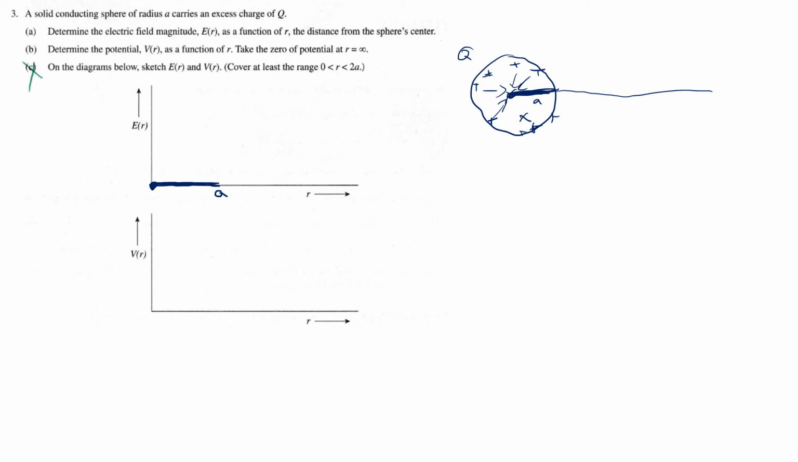Now, once you're outside, it's going to act just like a point charge. So the field is going to, remember your formula for your field, is going to equal K times Q divided by R squared. Do you remember that? Now that's going to be your radius from here. So after that, it's going to act just like a point charge that you were a certain distance away from.